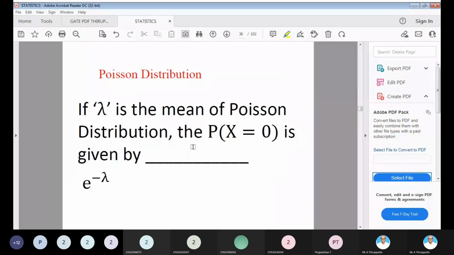Similarly, lambda is the mean of the Poisson distribution. P of x equal to 0 is given. What is it for the Poisson? P of x equal to 0 is e to the power minus lambda, lambda power 0 by 0 factorial. Anything power 0 is 1, 0 factorial is 1, so the answer is e to the power minus lambda.